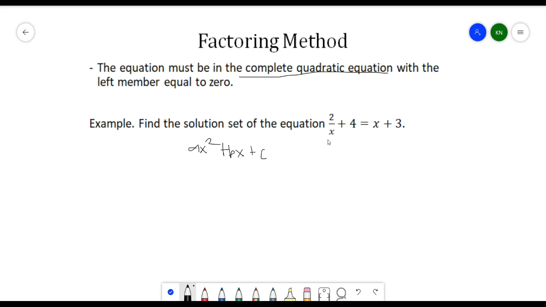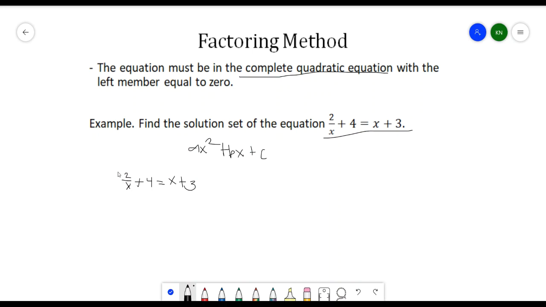Meaning to say, from this equation we need to find the complete quadratic equation first. So we rewrite the equation: 2 over x plus 4 is equal to x plus 3. Now, as you can see, we have a fraction here. In solving quadratic equations, we need to remove the fractions first so that we can take the form of the complete quadratic equation.